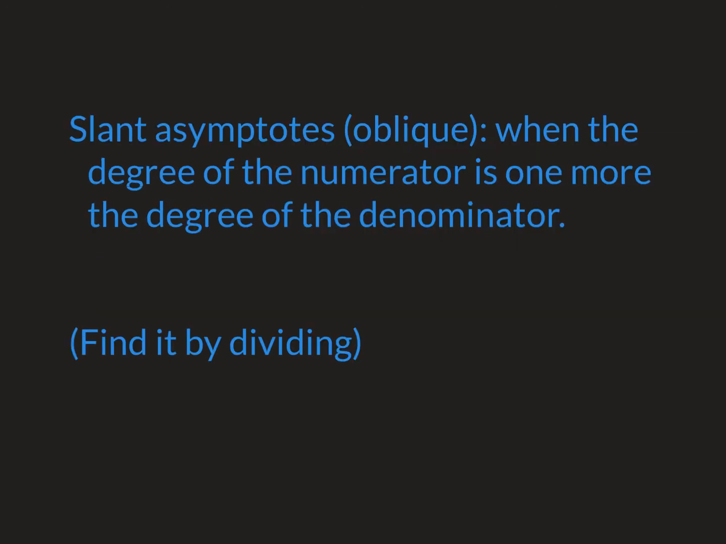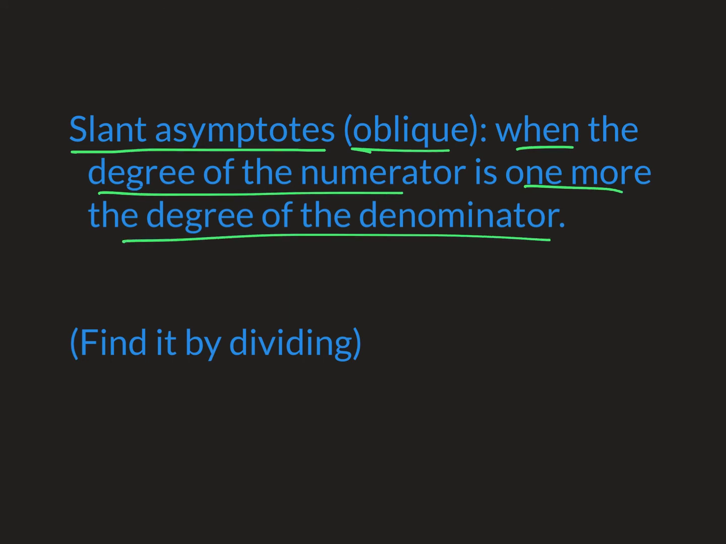Okay, last word here for rational functions are slant asymptotes, also called oblique asymptotes. So far we've done a vertical asymptote and horizontal. Sometimes they're slanted, and here's when. When the degree of the numerator is one more than the degree of the denominator, that's when you have a slant asymptote. And the way you find it is just by dividing. It sounds worse than it is. It's really not that big a deal. But you're going to have some unusual looking graphs when you do your slant asymptotes.